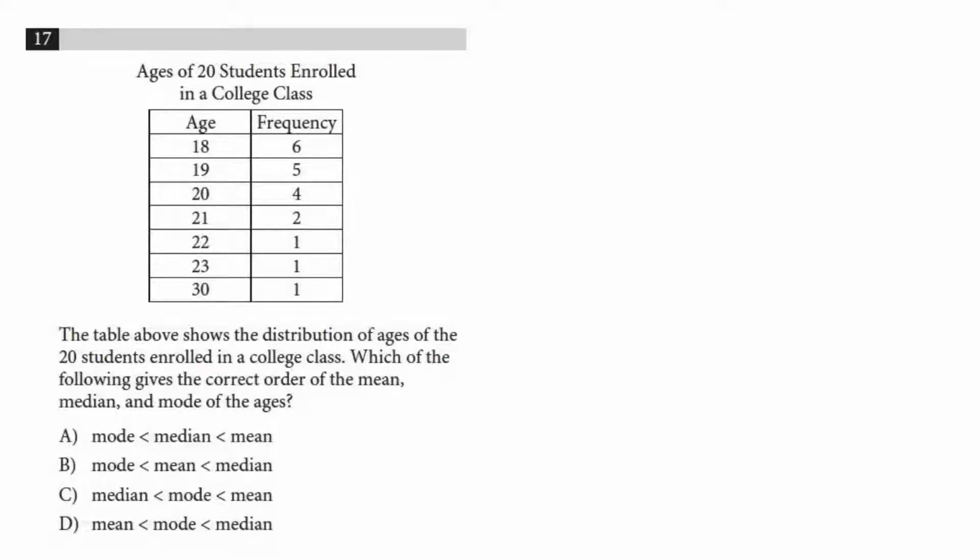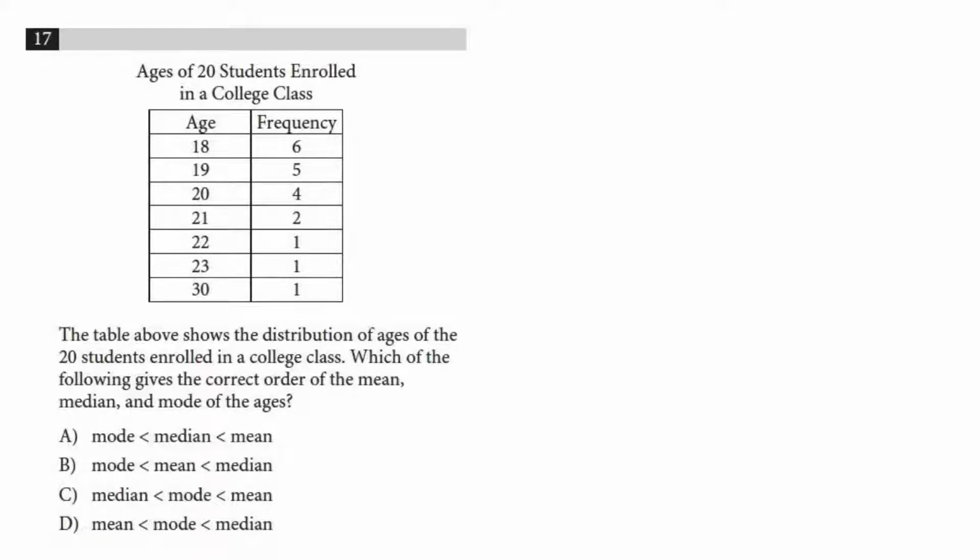17. Ages of 20 students enrolled in a college class. The table above shows the distribution of ages of the 20 students enrolled in a college class. Which of the following gives the correct order of the mean, median, and mode of the ages? Okay. So the ages are already listed out in order from least to greatest. So I think I want to calculate the median first.